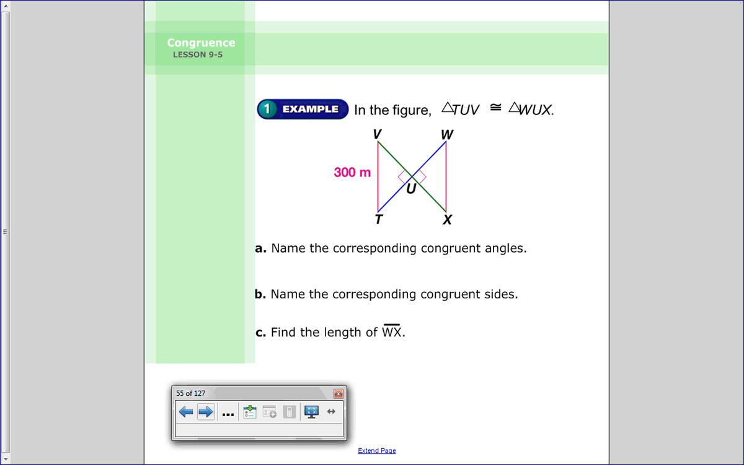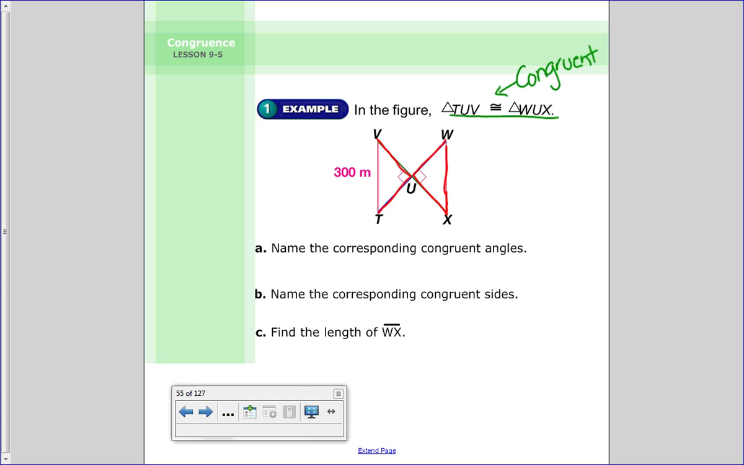So here's an example. In this figure, triangle TUV is congruent to triangle WUX. So they want us to name the corresponding congruent angles. Now, when you do these, it's usually very helpful to look at this because it tells you what to start with. So angle TUV is the same as WUX.